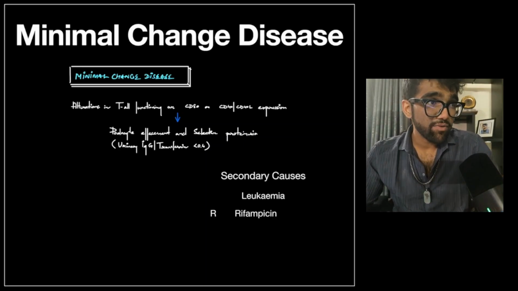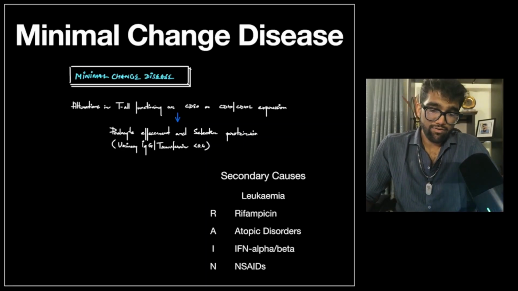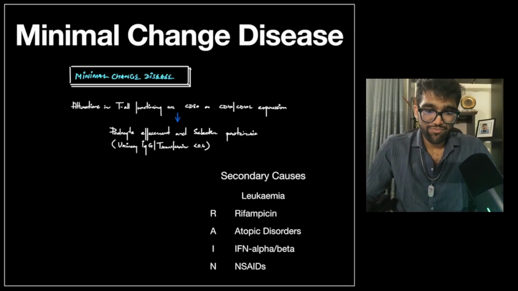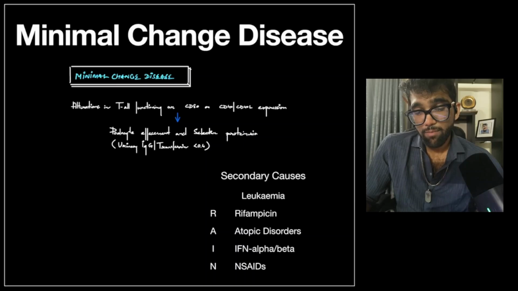One that everybody knows is leukemia. But it's also associated with RAIN. Because if you are getting a secondary cause with minimal change disease, you are stuck in the rain. So RAIN is R for rifampicin, A for atopic disorders, I for interferon alpha and beta, and N for NSAIDs.